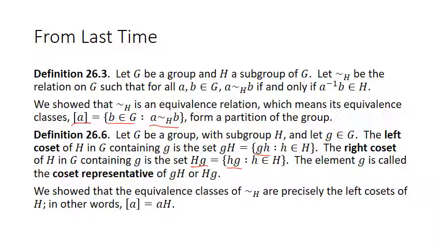And then we also showed that the equivalence classes of that tilde H relation, those are precisely the left cosets of H. In other words, if we have bracket A, that's the equivalence class of A under the tilde H relation, that is exactly the left coset where you just multiply A times everything in H.